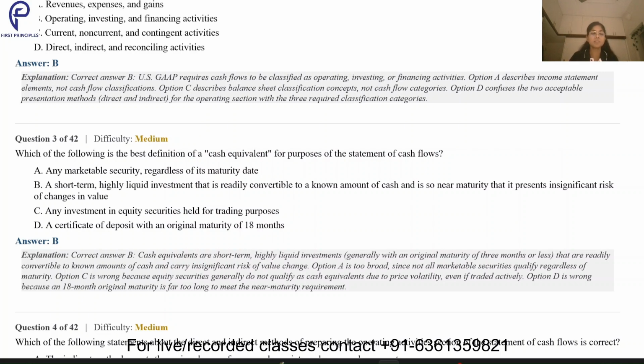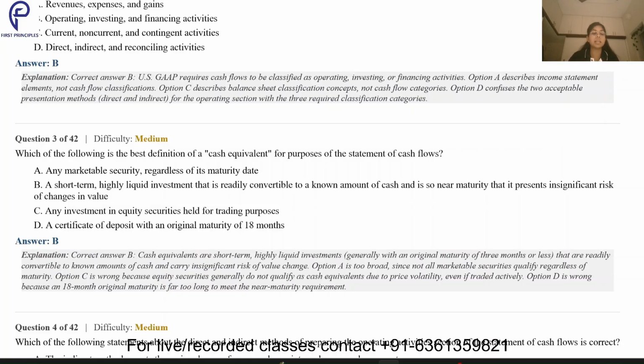Option A, any marketable security regardless of its maturity date. Is a cash equivalent any marketable security? No, not at all. Option B, a short-term highly liquid investment that is readily convertible to a known amount of cash and is so near maturity that it presents insignificant risk of changes in value. Is option B correct? Yes, option B is the correct answer.